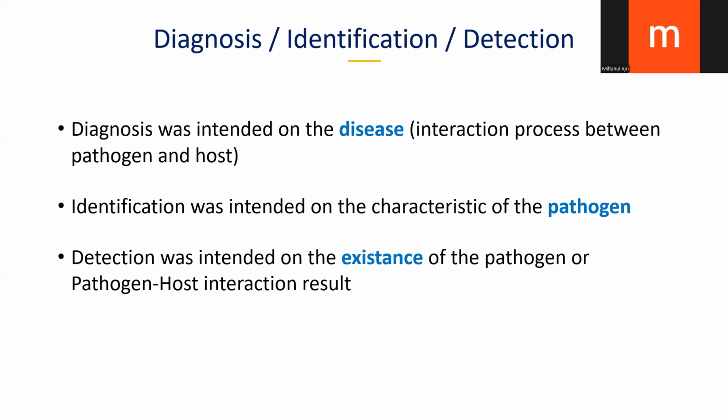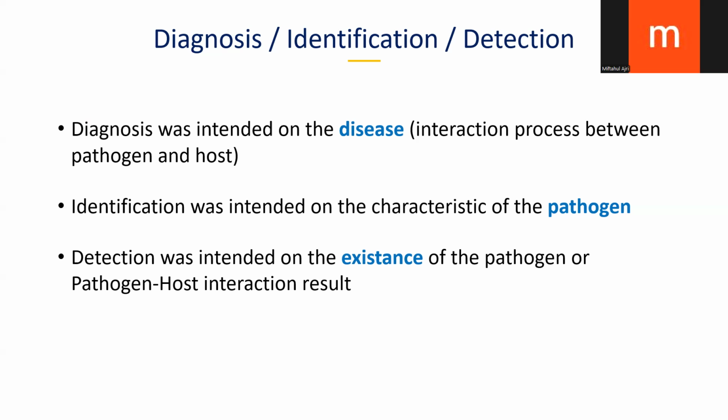For example, the diagnosis is intended on the disease. So the target is the disease. What is the disease that occurs in this plant? And for the identification, the target is a pathogen. So we identify what the pathogen is, and the detection is intended on the existence. Is there any specific pathogen or not?